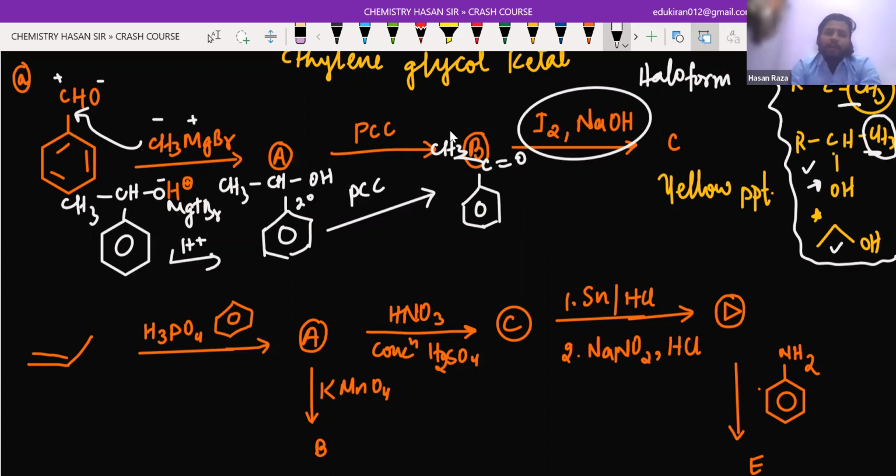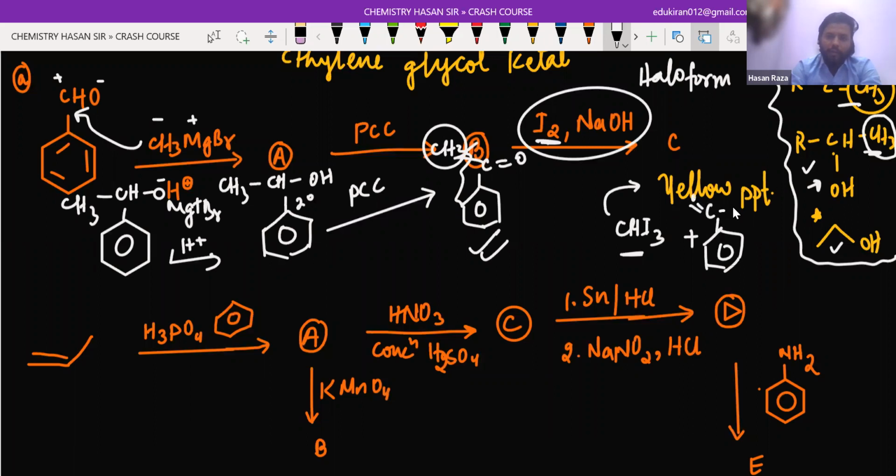So what will happen there, this CH3 will be converted directly into, since this is your I2, iodoform, which is yellow in color. And the rest part, the left-hand side part, will be carboxylate anion. The carboxylate anion will be like this, C double bond O and then O negative. And Na positive you can write if you want.